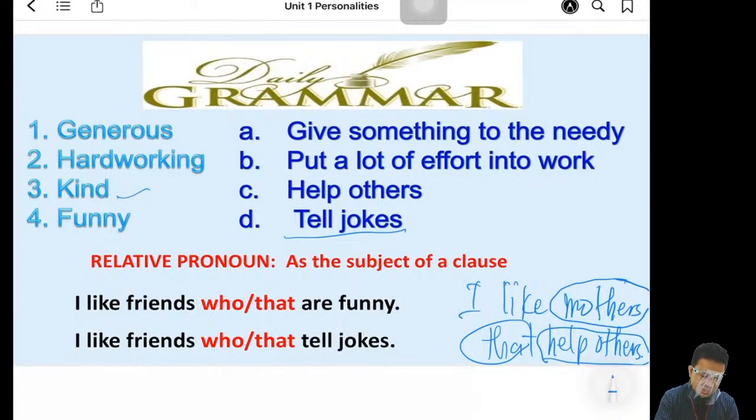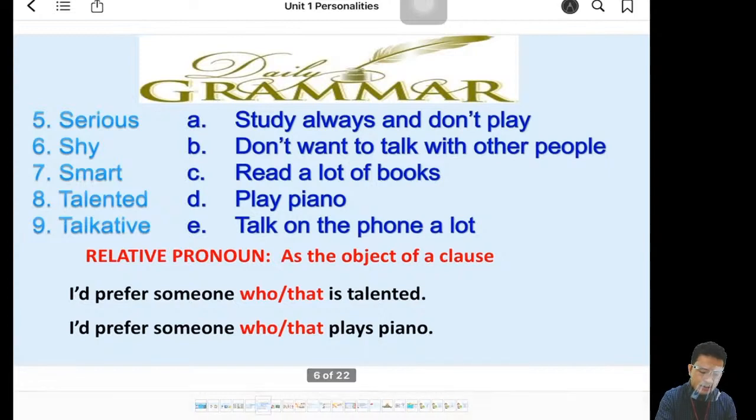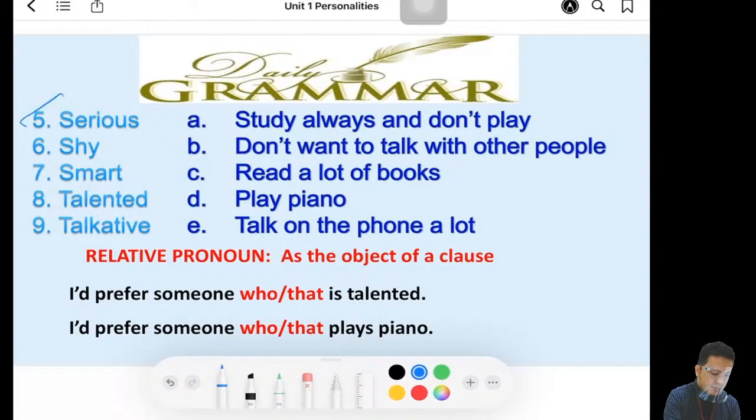Okay, now this time, let's move to another slide. You have here serious, shy. We also have here smart. Number 7 is smart. Number 8 is talented, and number 9 is talkative. Now the letters A, B, C, D, and E are the meanings of each word on the left side. So the meaning of serious here is study always and don't play.